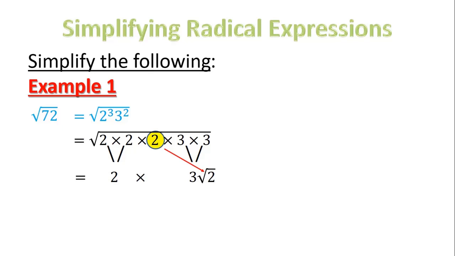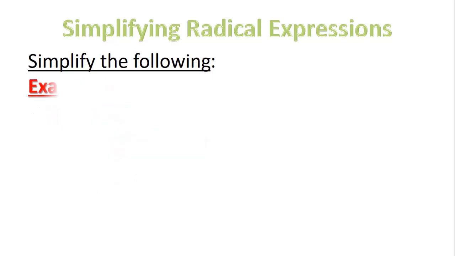Finally, that equals 2 times 3 is 6, and then square root 2. So 6 times square root 2. And so if I simplify the square root of 72, it is 6 root 2. Let's look at a second example. Example 2, the square root of 9,000.